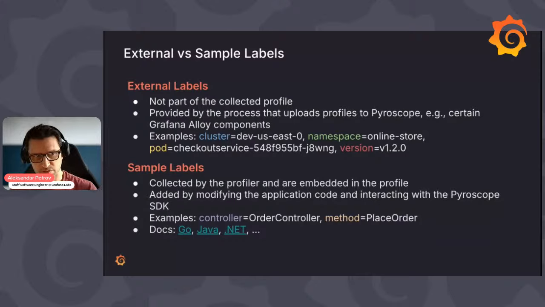One last thing about this: even though we have this division between different kinds of labels, once they're sent to Pyroscope, you can query them in the same way. There is no difference anymore. They're just collected differently.